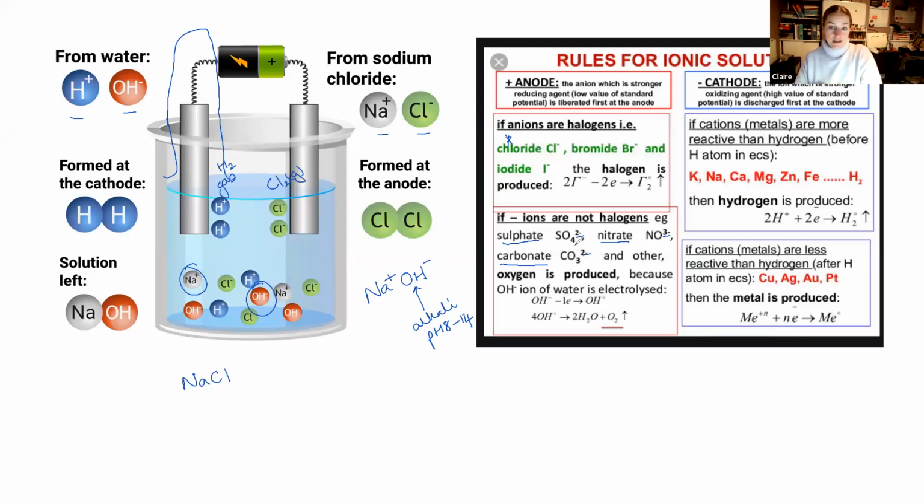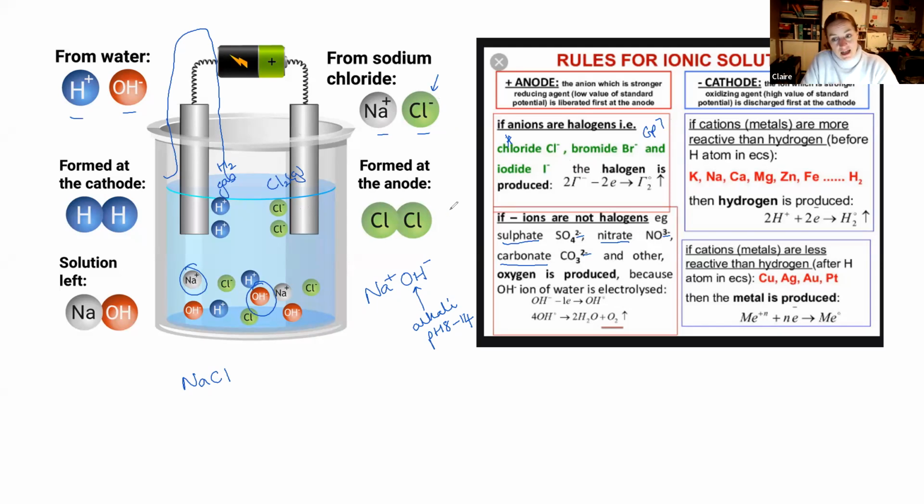Now, the rule is, if there is a halogen, that's your group 7. What you do is identify your four ions, and then you can go, yep, that's got a halogen in there. That's on my group 7. Whenever that is present, your halogen will always bubble off. That will be the gas given off.